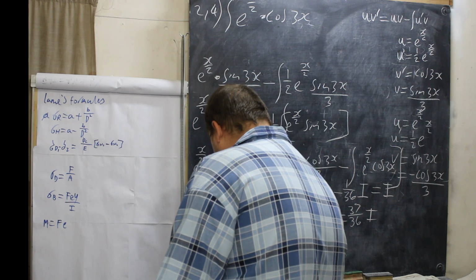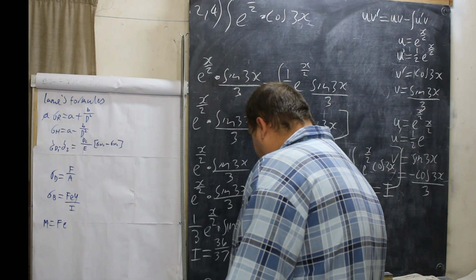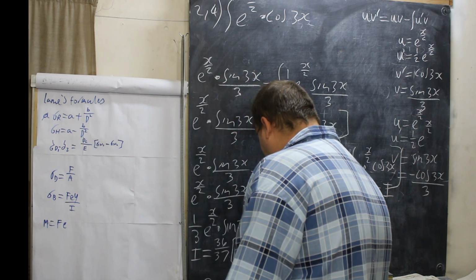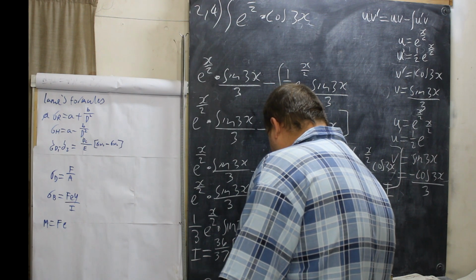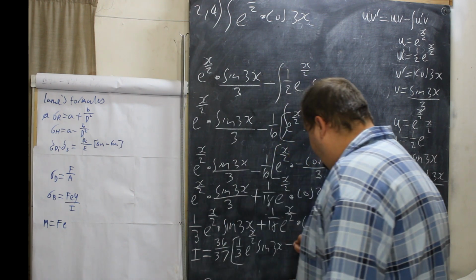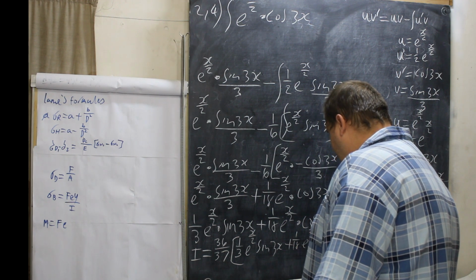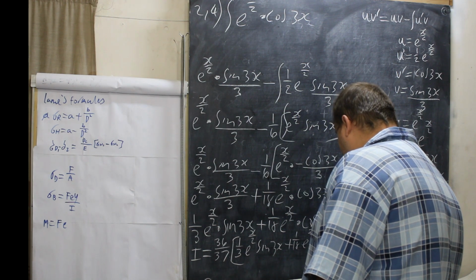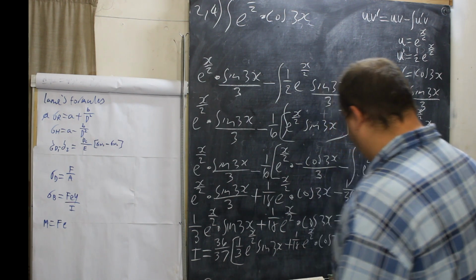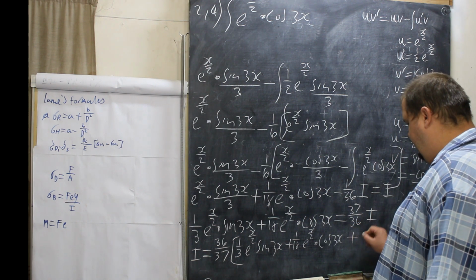So we are left with I equals 36 over 37 times 1 over 3 e to the x over 2 sine 3x plus 1 over 18 e to the x over 2 times cos 3x plus c.